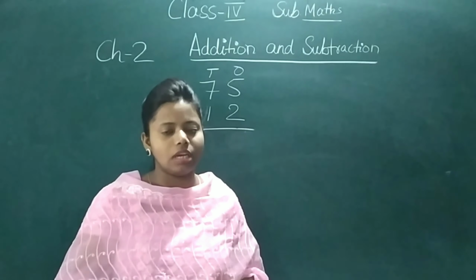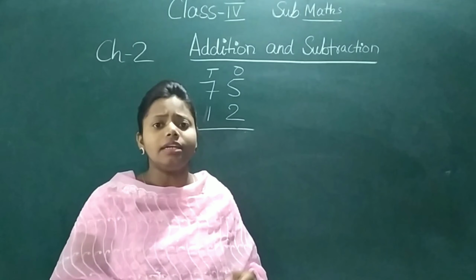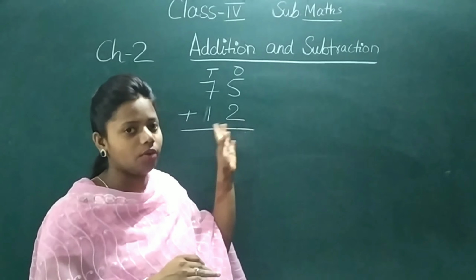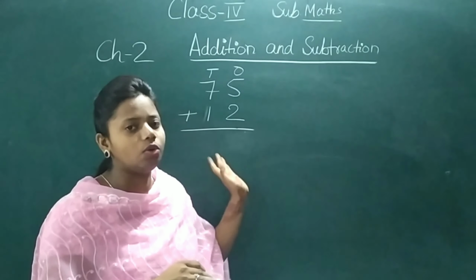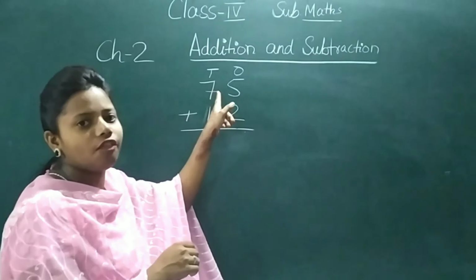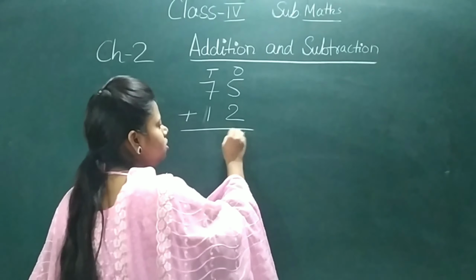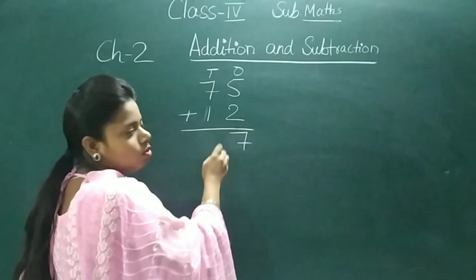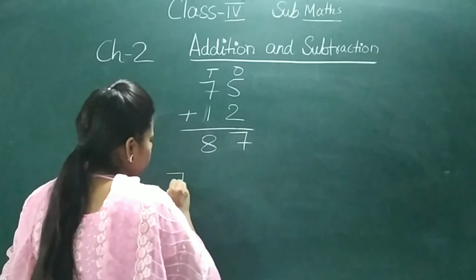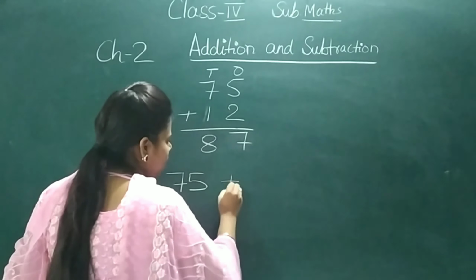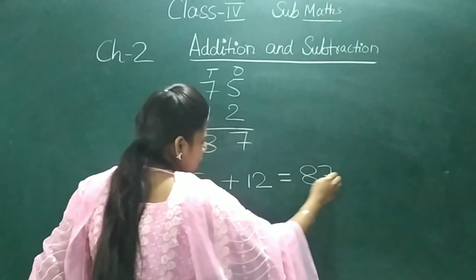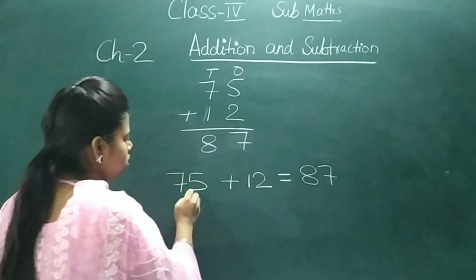Okay. Now before starting the exercises of this chapter, let us first see what we call these parts and what we call the answer we get. Okay. Now let's see. First we will add 5 plus 2 is 7 and 7 plus 1 is 8. So 75 plus 12 is equal to 87. Now let's see what we call this.